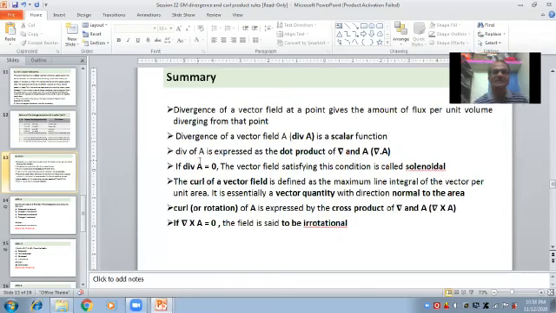Next, the divergence of A is expressed as the dot product. So the divergence is simply expressed as a dot product or scalar product. And if the divergence is 0, then it is called the solenoidal case. Next, the curl of a vector field is defined as the maximum line integral of a vector per unit area. It is essentially a vector quantity with direction normal to the area. And this curl or the rotation of A is expressed by the cross product. And if the curl is 0, then the field is said to be irrotational.